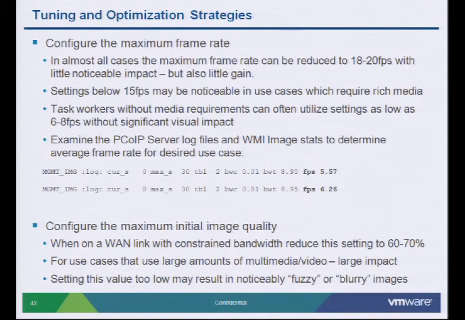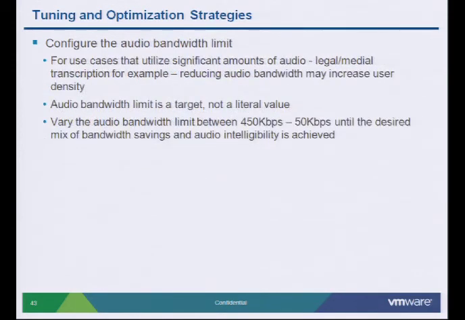Users will notice. Maximum initial image quality. Anytime you're on a WAN, really almost globally, I like to say just start at 70 and see where you're at. If things build quickly enough, the visual fidelity impact is actually quite low, but the bandwidth gains can be very good with that. That's a very good value, especially for multimedia, but really just in general, you'll get some benefit out of that. And then audio bandwidth limit.